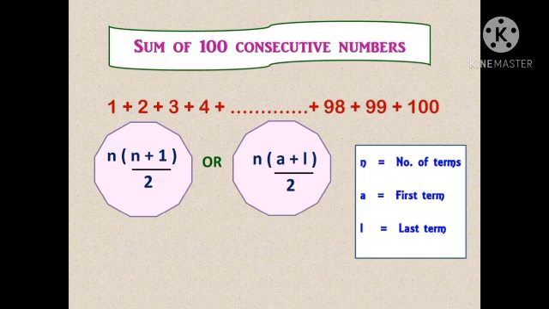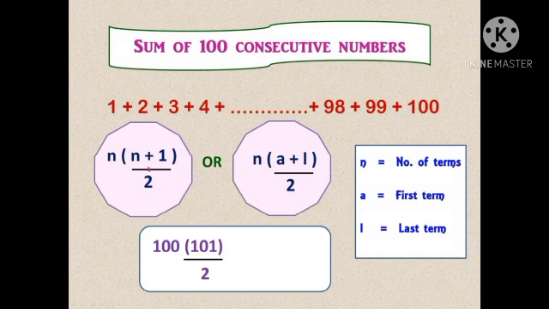So if we apply n is equal to 100, because the number of terms is 100 in this sum, in the first formula we will get 100 into 101 by 2. Now let us apply the values in the second formula. We get n is equal to 100 since the number of terms is 100, a is equal to 1 because the first term in the series is 1, and l is equal to 100 since the last term is 100. We will get the same result, 100 into 101 by 2. So the final answer would be 5050. So this is the normal formula method we use while solving this type of problems.